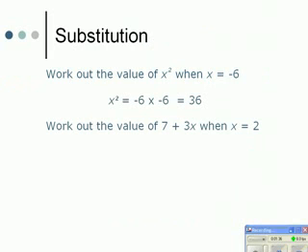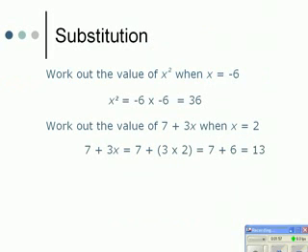Work out the value of 7 plus 3x when x equals 2. There's no x with the 7, only with the 3, so I've got to do 7, add 3 lots of my x, so I've got 7, add 3 times 2, which is 6, so I've got 7 add 6, which is 13.